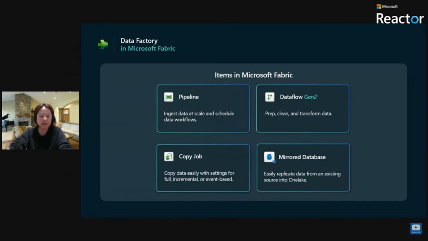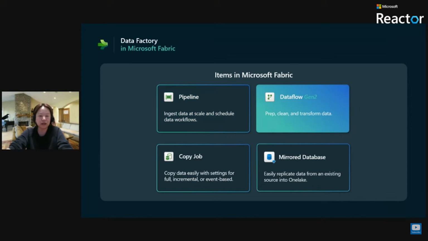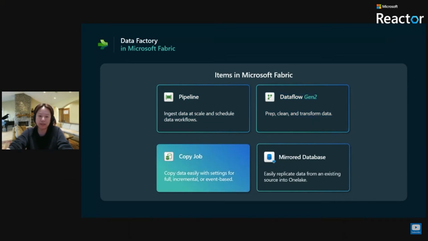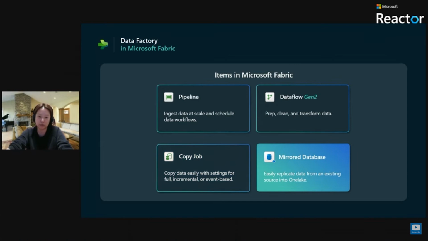We also have the mirrored database, which we're going to cover more today. Mirrored database is a solution that helps you replicate data from different types of data sources into OneLake with just a few clicks. In today's session, we'd like to dive deep into the mirrored database and the capabilities that it offers.